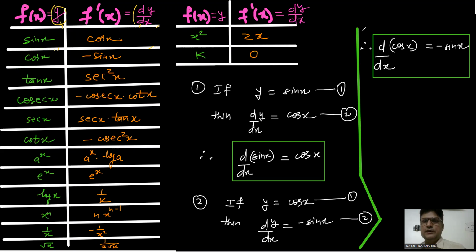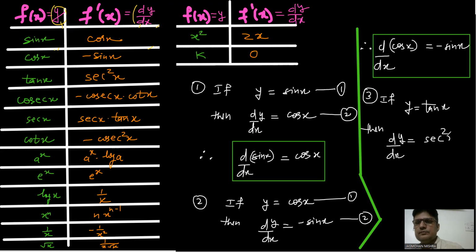The third one. If y is equal to tan x, then d by dx of y is sec square x. Correct? One says y is tan x, so I will put tan x here. Therefore, d by dx of tan x is equal to sec square x.